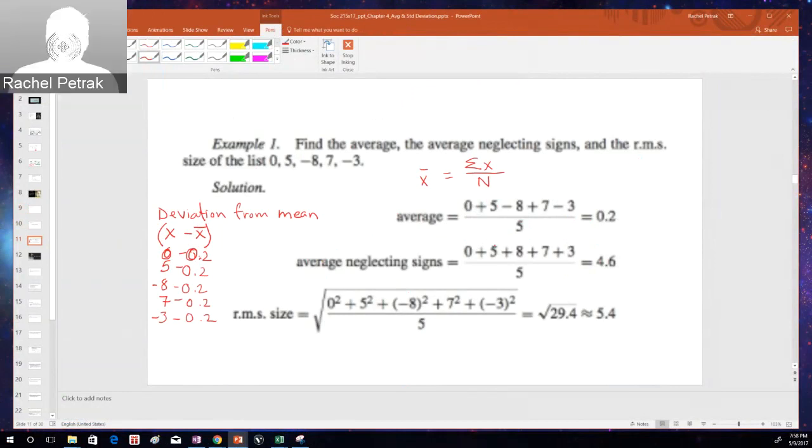So if we get the average neglecting signs, you can see they took the absolute value, which again we'll use later, of any score is that score with the sign dropped. So the absolute value of -8 is 8. So what we have here, the average neglecting the signs, then is 4.6.